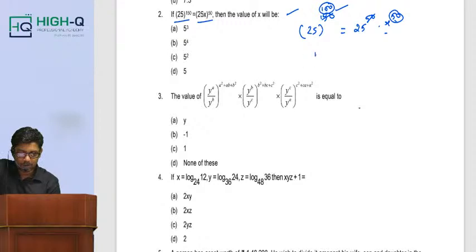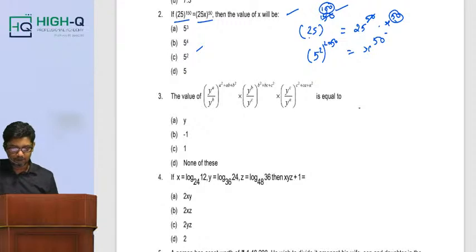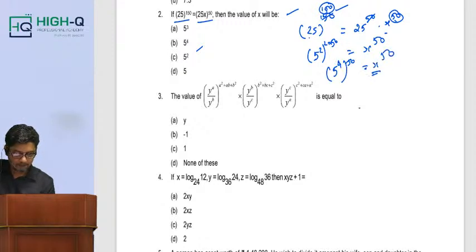So I write this 25 as 5 square, and this 100 I can write it as 2 into 50. Sir, can you please tell me why you are making it as 5 square? Because the options are in terms of 5 powers. So therefore I'm writing everything in terms of 5. Now it is 5 power 4, the whole power 50, is equal to x power 50. By equating, x is nothing but 5 power 4.